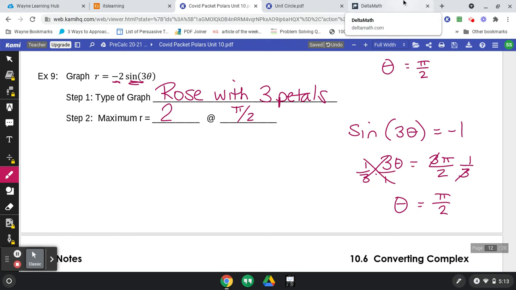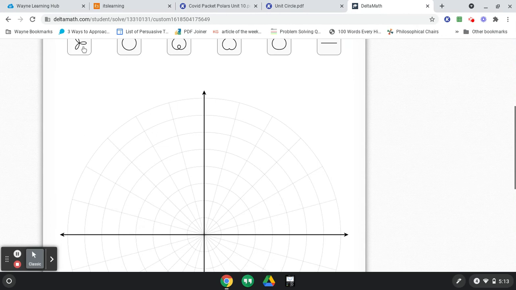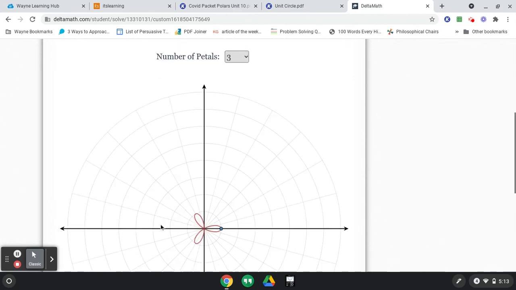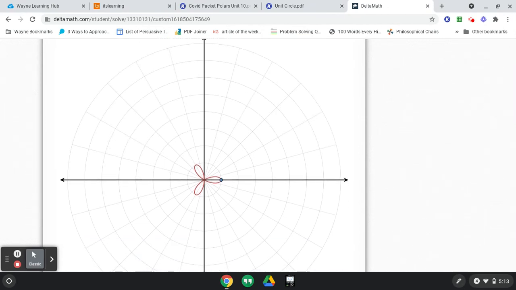Let's go over to Delta and see if we can plot that. Select your rose. 3 petals has already been selected, so we're good here. You want to go 2 out in the direction of pi over 2. Remember, pi over 2 is all the way up at the top. So 2 out in the direction of pi over 2. 1, 2. It should look something like that.